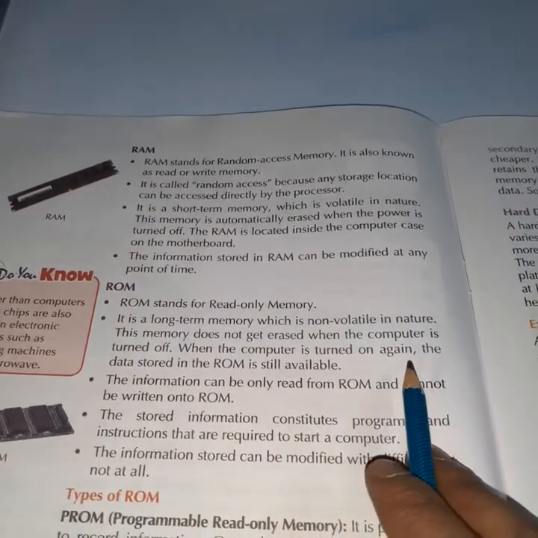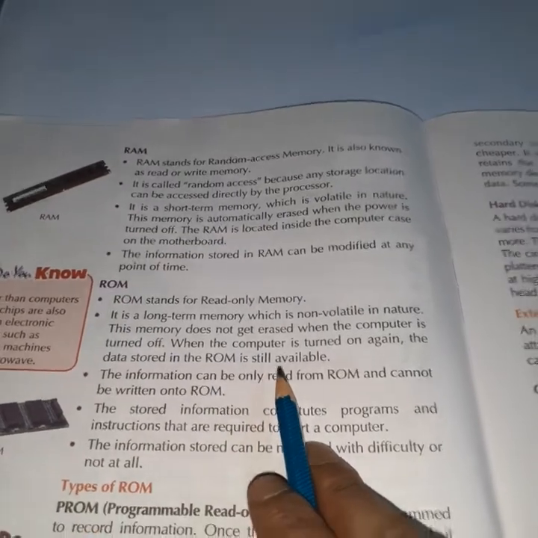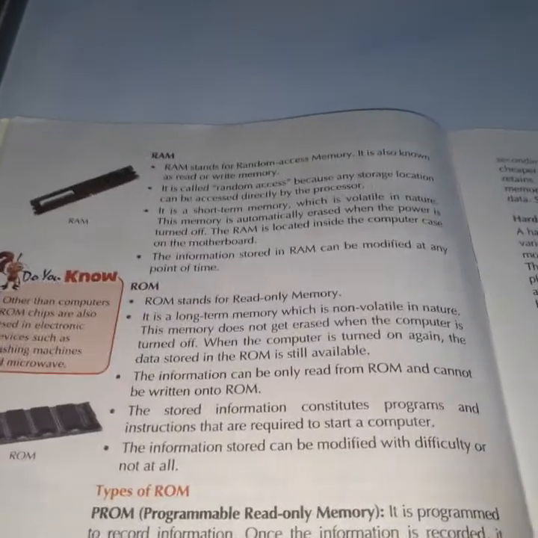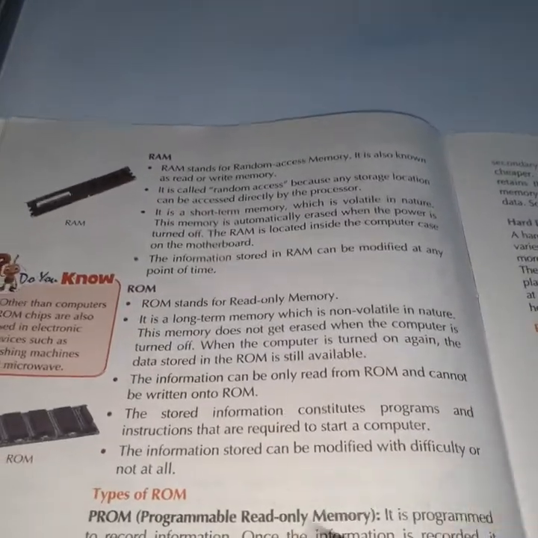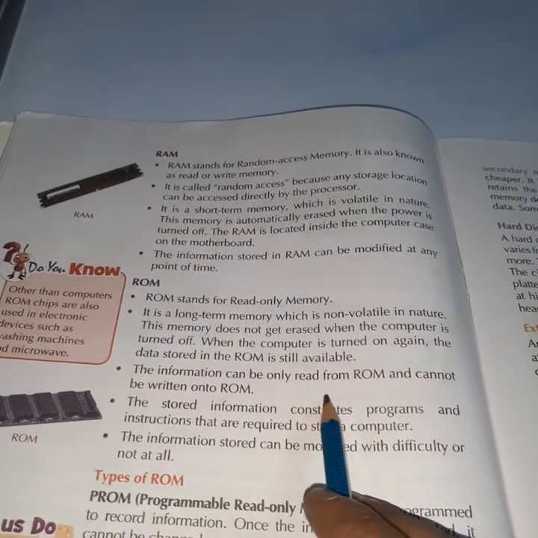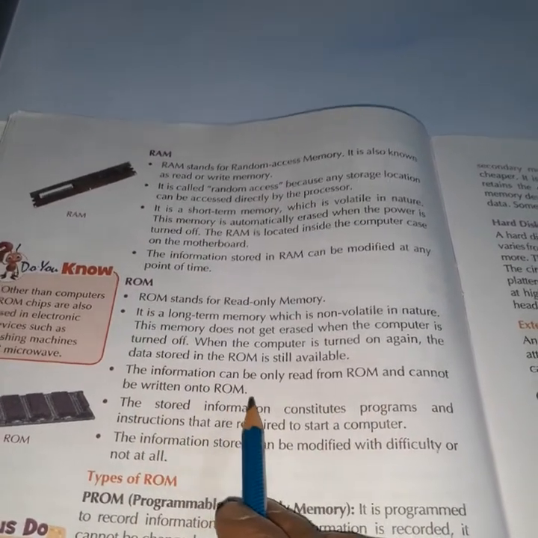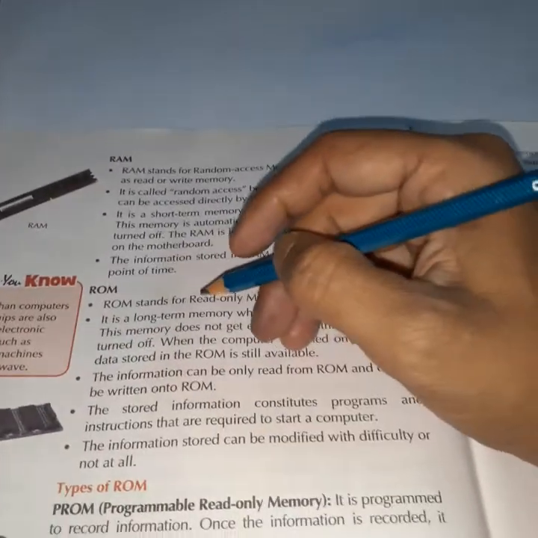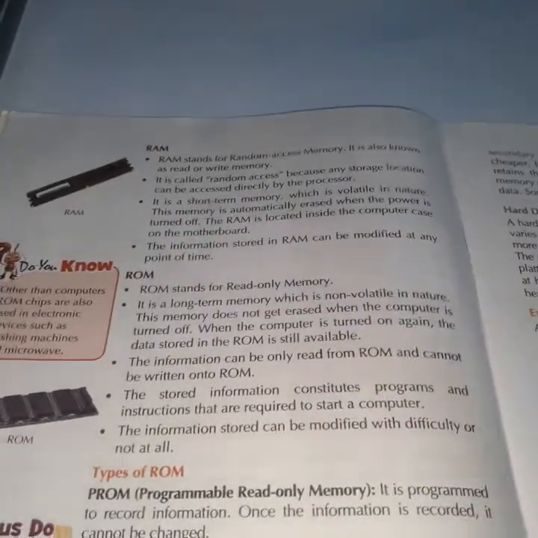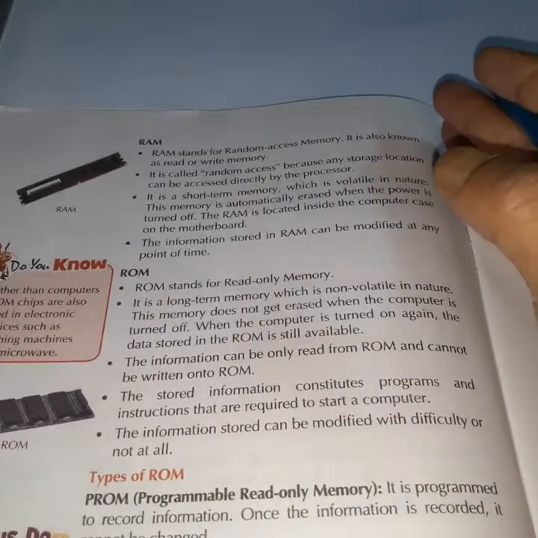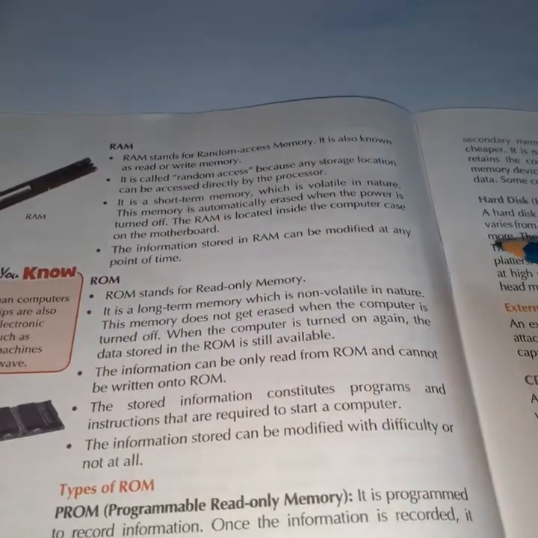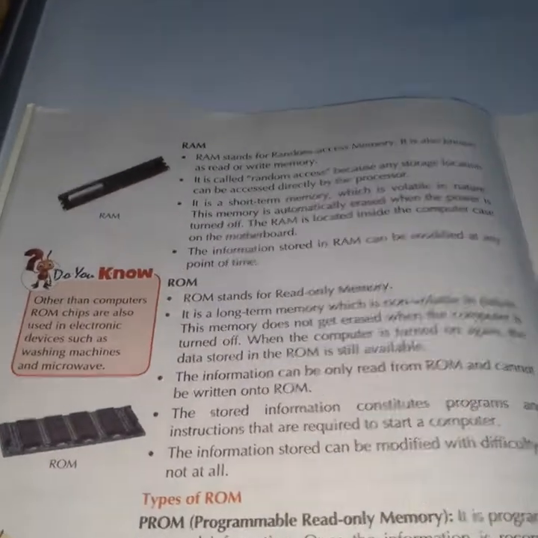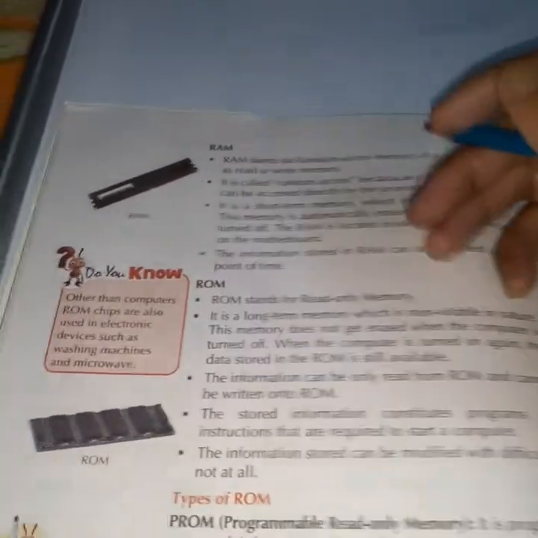When the computer is turned on again, the data stored in the ROM is still available. It doesn't get erased. The information can only be read from ROM and cannot be written into ROM. So whatever information we have stored before switching off the computer will still be there after turning the computer on again. We can read that information only through ROM, not through RAM.